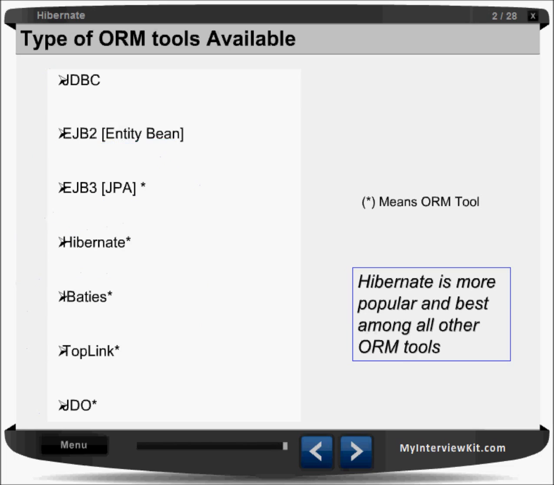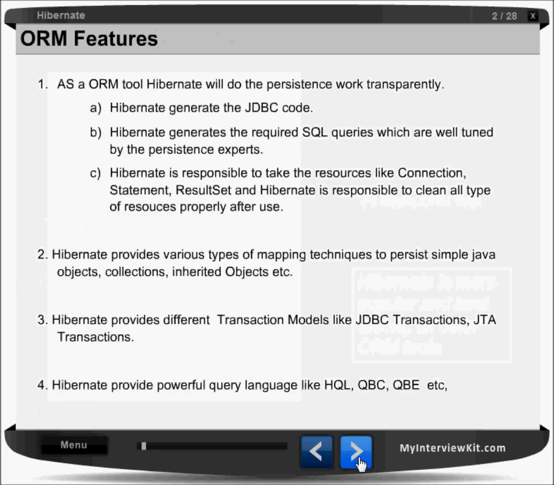So let us get into Hibernate. What are the other things with that? Look at this feature. As an ORM tool, Hibernate will do the persistence work transparently. Hibernate generates the JDBC code. Hibernate generates the required SQL queries which are well tuned by persistence experts. So the query will be tuned and it will give good performance.